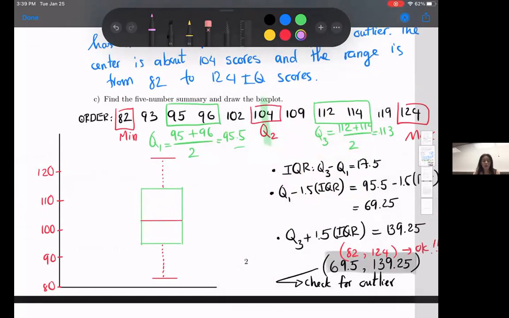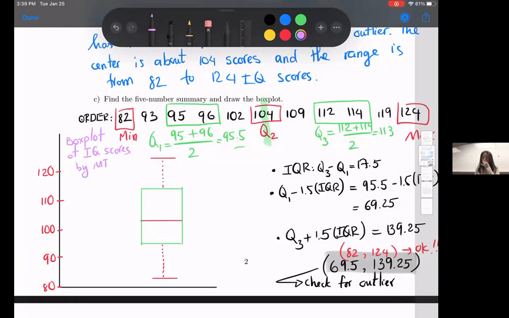Don't forget the title of your graph, right? So yeah, there will be space for you to say something, but on top of the graph, I'll put right here, box plot of IQ score by you, by your initial.